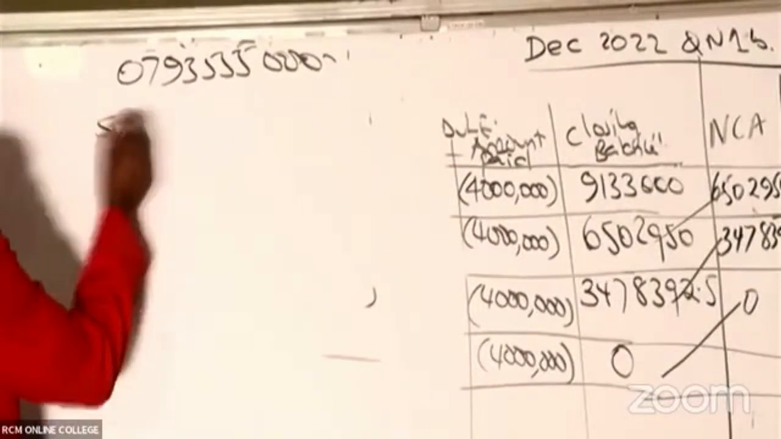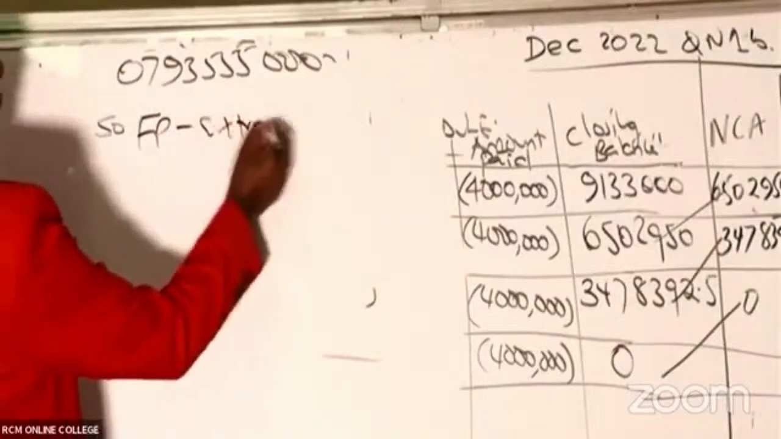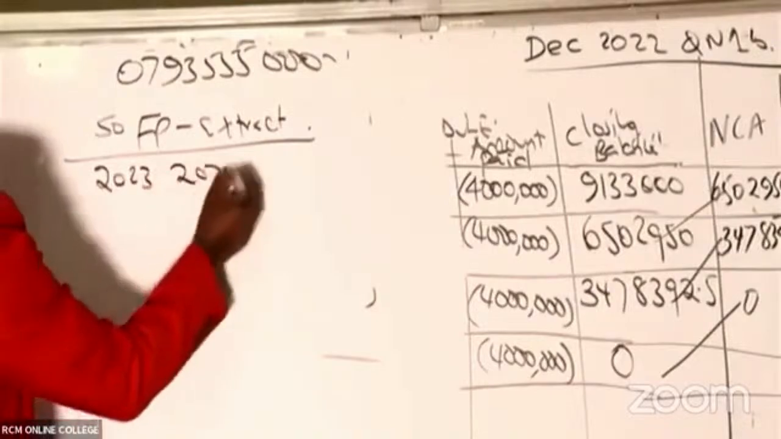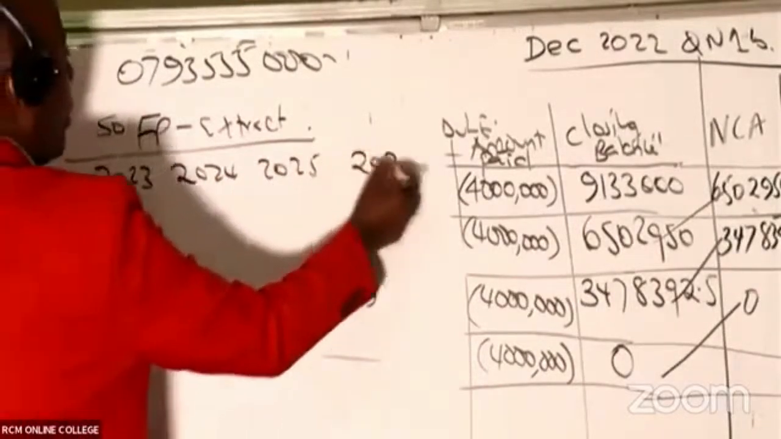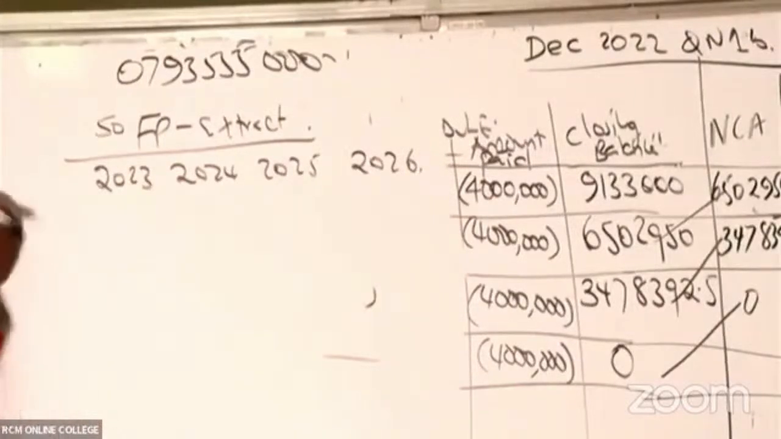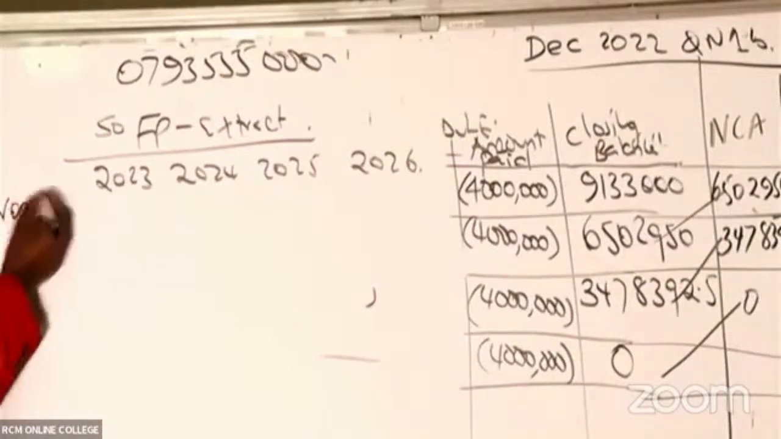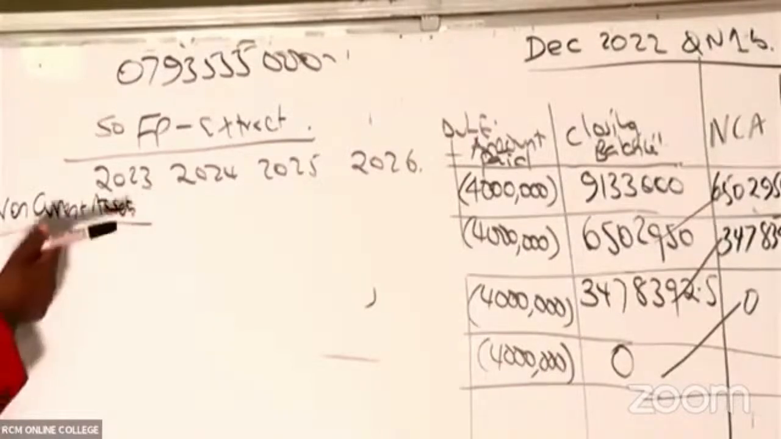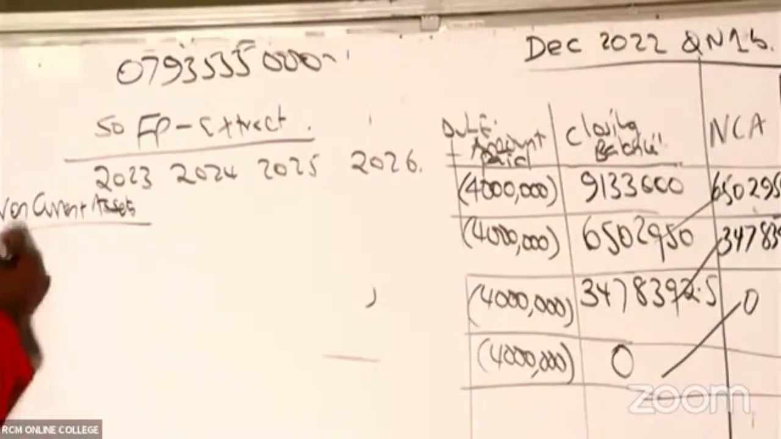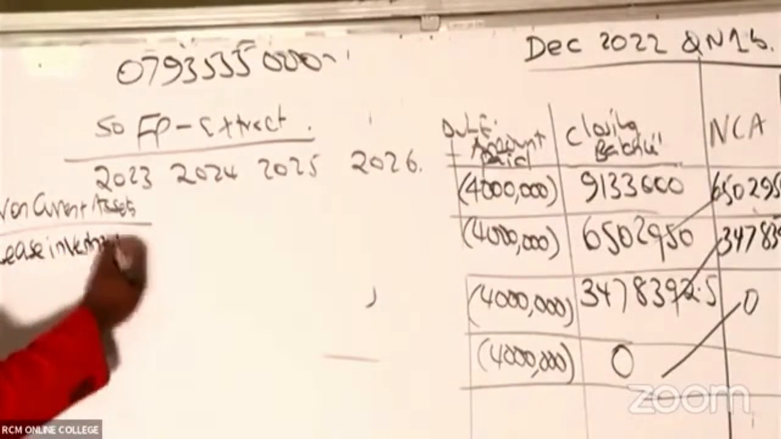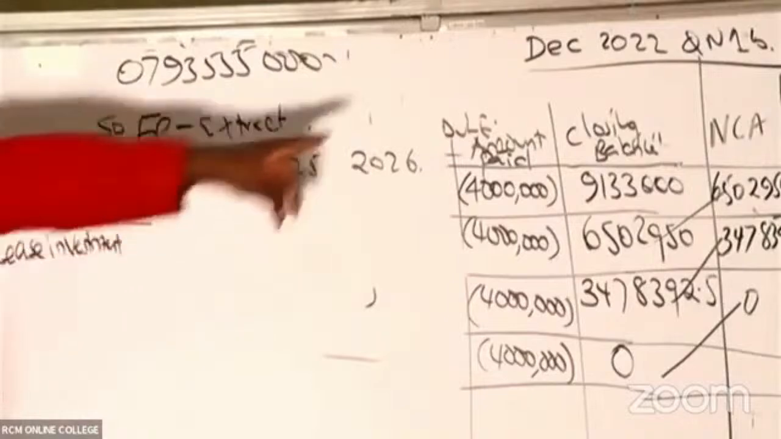So then we have here the statement of financial position extract for Voxy. We have our years at 2023, 2024, 2025, 2026. We start with non-current assets. The non-current asset, the name is lease investment. So lease investment, the non-current asset is there, that column.